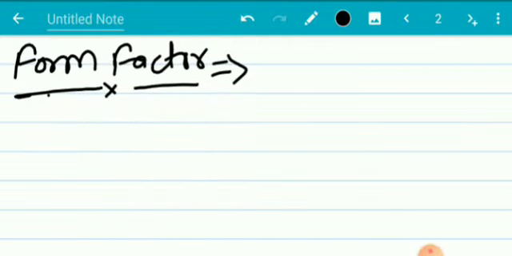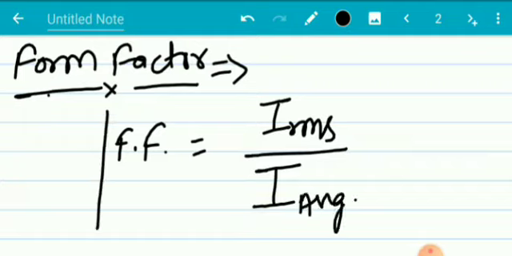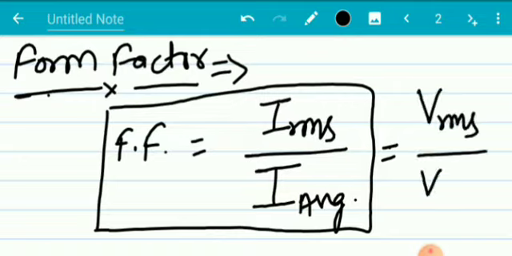First one is the form factor. The definition for the form factor is the ratio of the RMS value of the quantity with the average value of the same quantity. This is the definition for the form factor, or it can also be voltage RMS divided by voltage average. Okay.